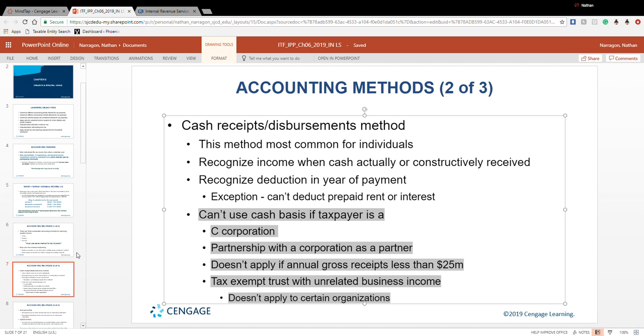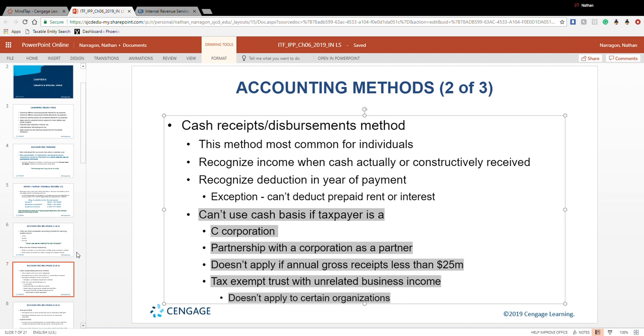People that can't use the cash basis: C corporations. Ain't gonna happen. If you're a corporation, you must be accrual. Okay? That doesn't even care if you don't have receivables or payables. You have to recognize revenue and expenses when they happen. Partnerships with a corporation as a partner. Again, you've got a corporation involved, can't use it.